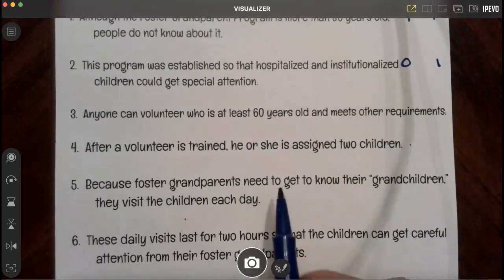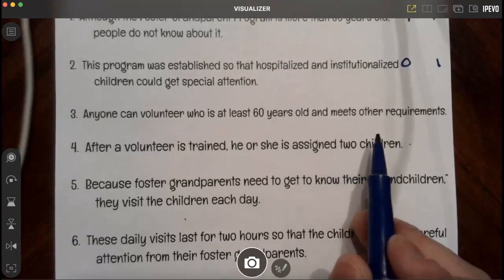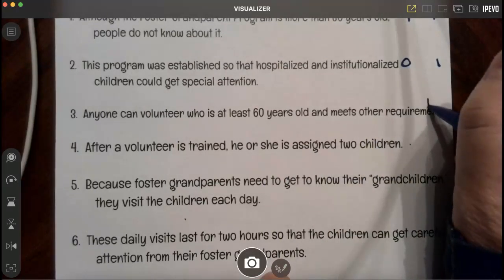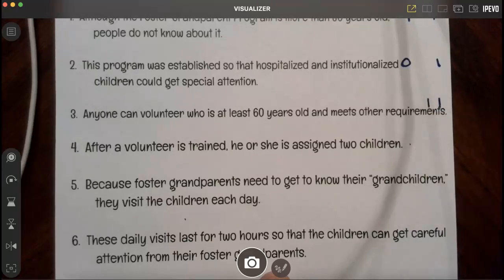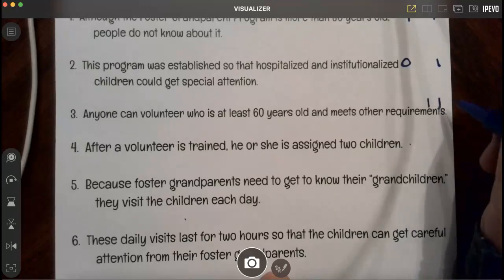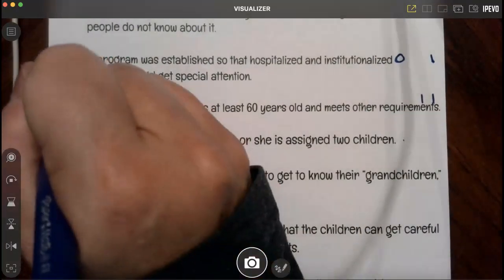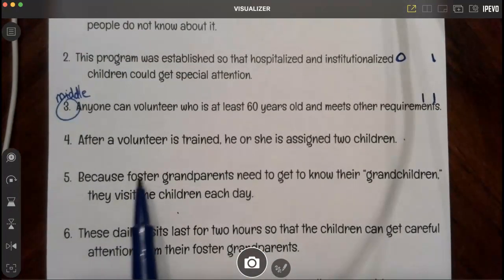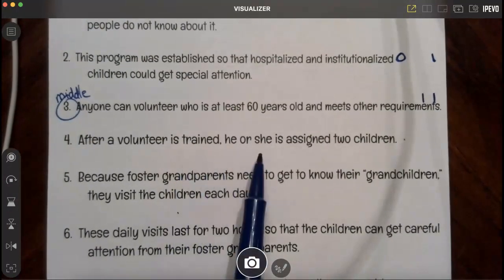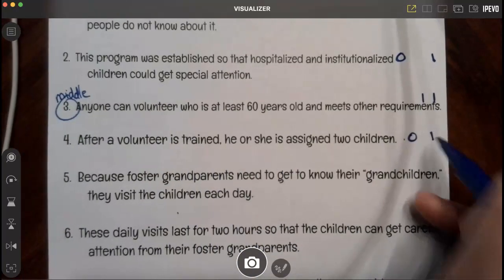Anyone can volunteer who is at least 60 years old and meets other requirements. There is one phrase and one clause, and I'm going to tell you that the clause is in the middle for this one. So be careful. After a volunteer is trained, he or she is assigned to children. No phrases, but one clause.